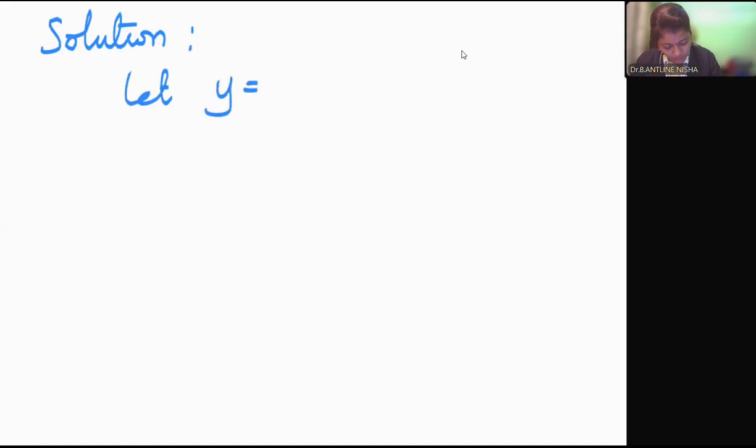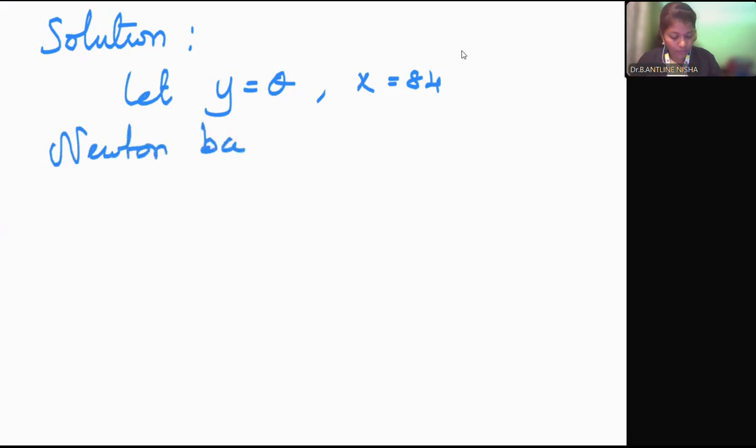Let us see the solution part now. Solution, we can take y is equal to theta, right? Next, you see, since x is equal to 84 lies at the end of the table, we have to apply the Newton backward interpolation formula. Now, the Newton formula is as follows.